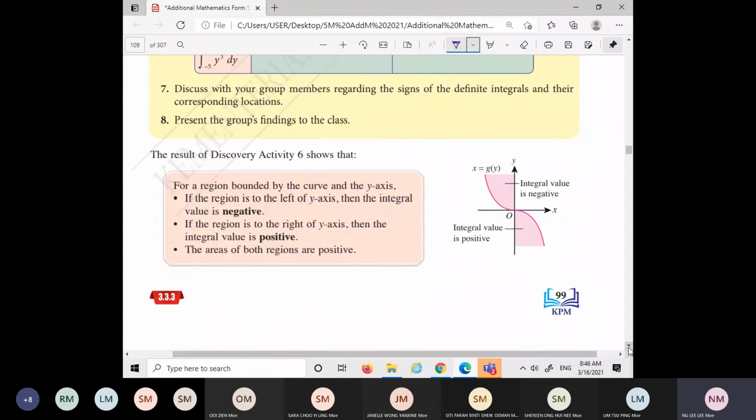So this conclusion again, you need to copy it. You see here, this area is on the right of the axis, so it's positive. On the left of the axis, so it's negative, the integral. But same thing, when you are finding area, the final answer should be positive.